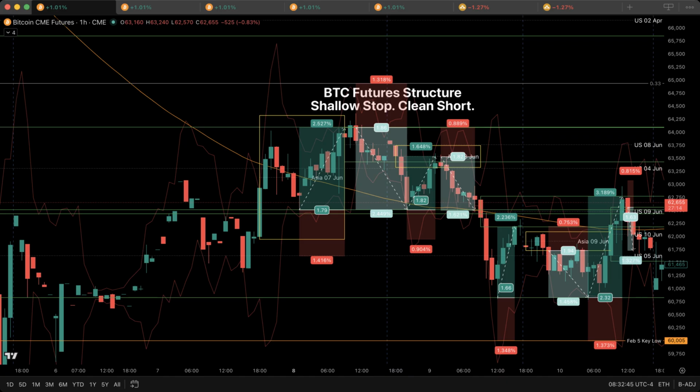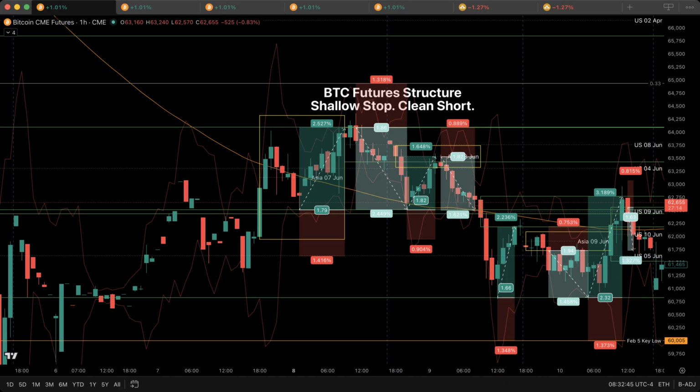Price rises into June 10th U.S. upper boundary. It cannot hold. The move stalls. Pullbacks deepen. Bodies stop expanding. Reaction speeds up. Then price rotates down. The short is not emotional. It is the response to failed holding.